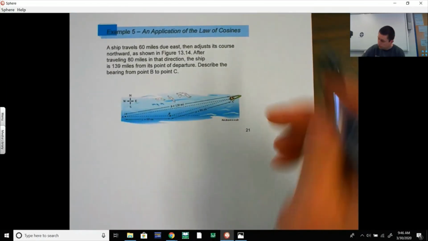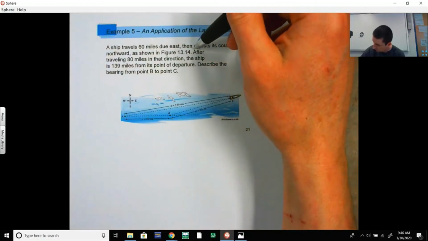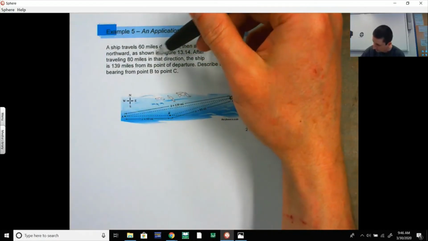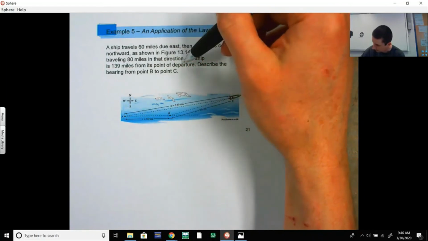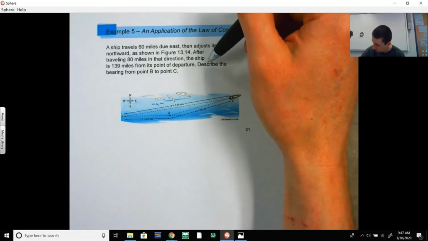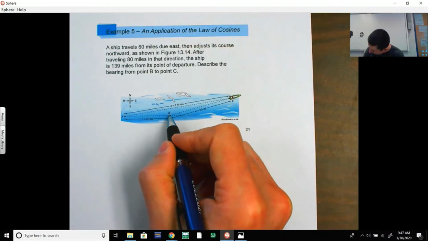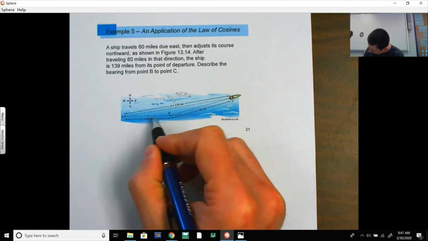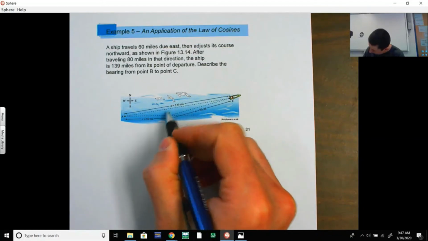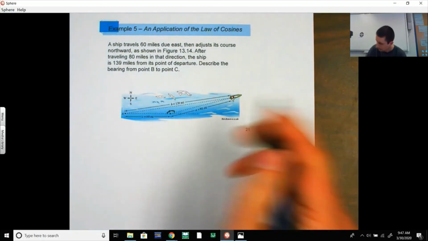A ship travels due east 60 miles and adjusts its course northward as shown in figure 13.14. After traveling 80 miles in that direction, the ship is 139 miles from its starting point. Notice 3 different figures. Describe the bearing from point B to point C. Okay, so we have 60, we have 80, we have 139. We want to know this angle, and then we can figure out the bearing. Bearing is north, so many degrees east.